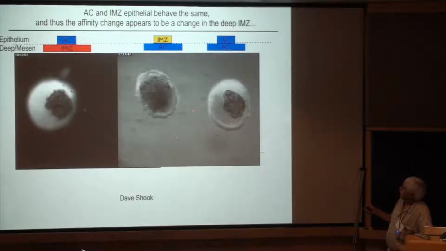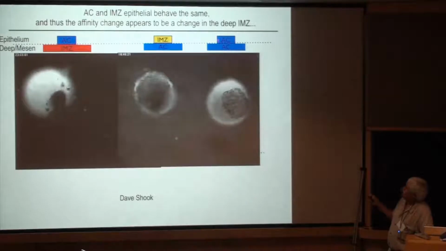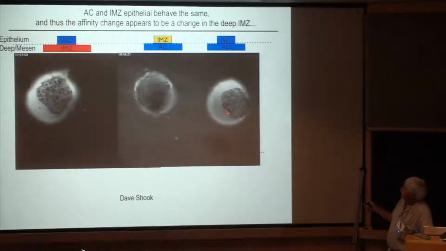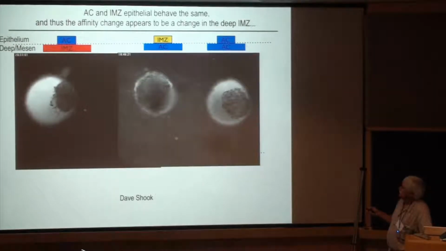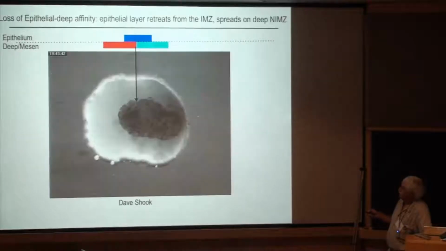Here it's wadding up. Watch this. This thing here, there's the boundary right there, and it spreads on the NIMZ, but not on the IMZ that does the convergent thickening. So there's a real strong tissue affinity thing here. Basically, the epithelium turns loose of the deep layer, and then the deep layer wants to round up.